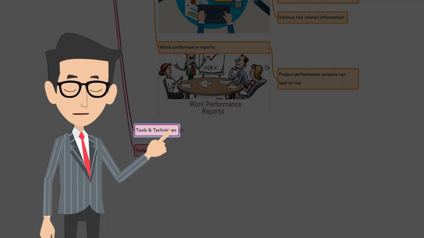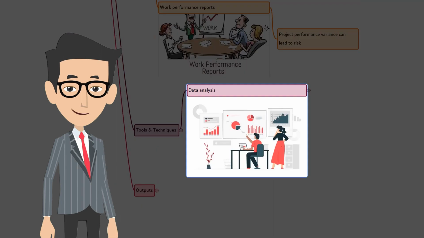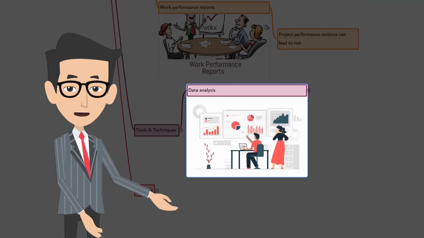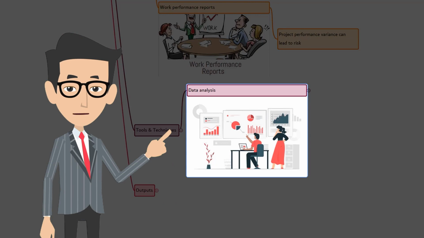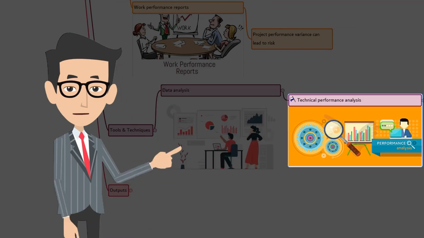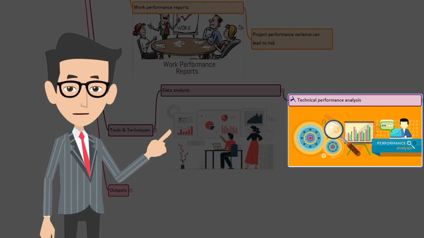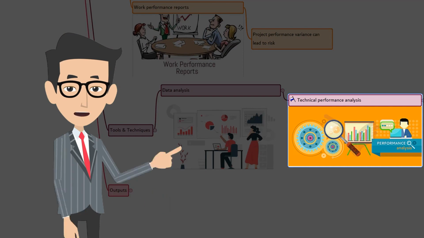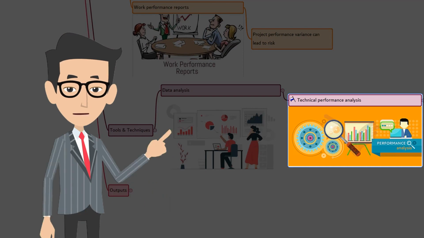Now, the tools and techniques. Data analysis. Technical performance analysis and reserve analysis are the two data analyses that are used in this process. Let's look at the technical performance analysis. Let's say that you are working on developing a new generation automobile engine for a car. For simplicity, let's say that you set the technical parameters for torque and for fuel efficiency. As the project progresses, you should keep an eye on the technical performance.